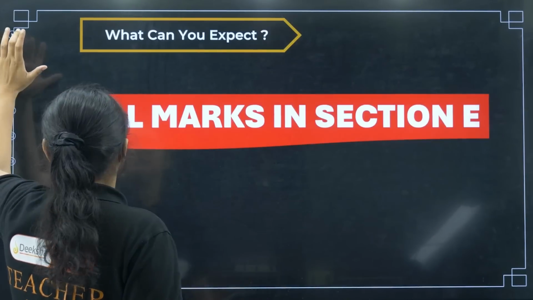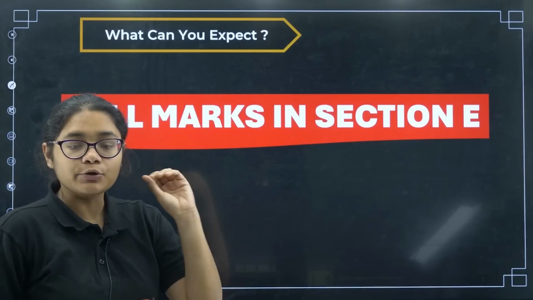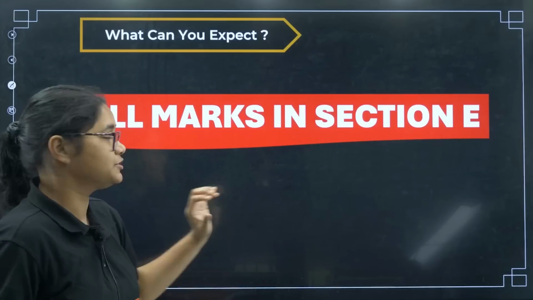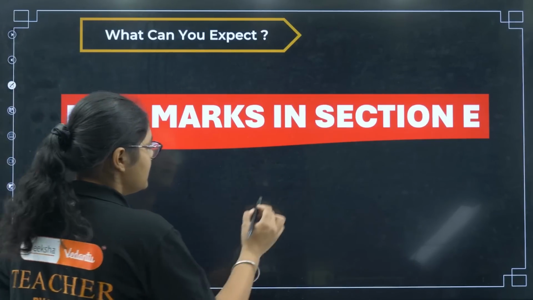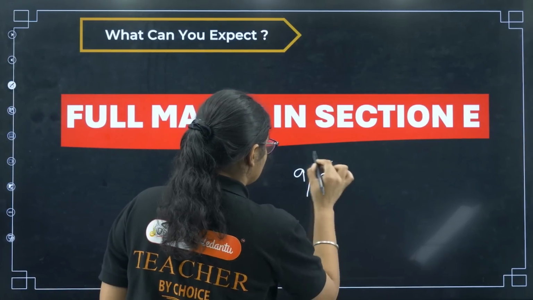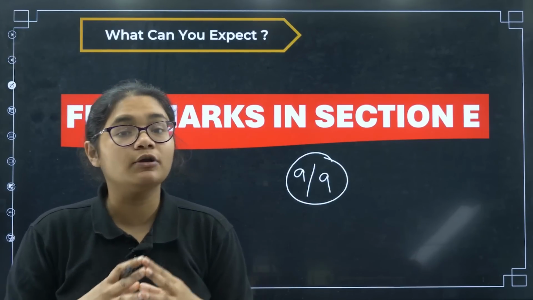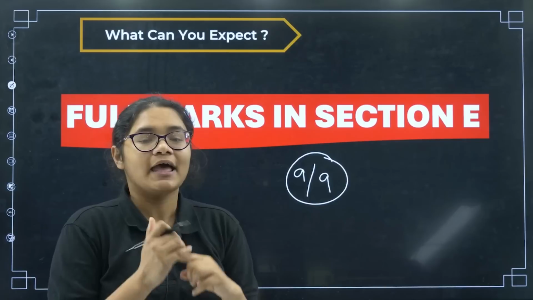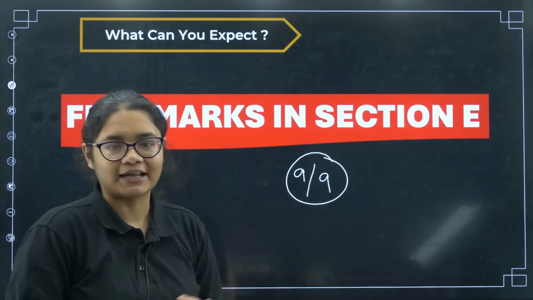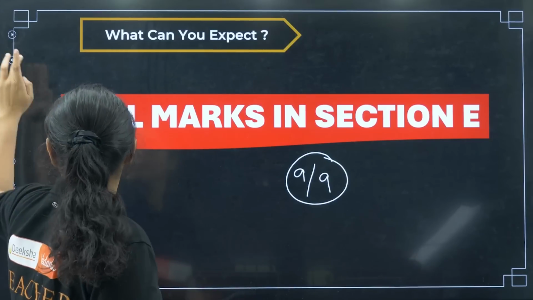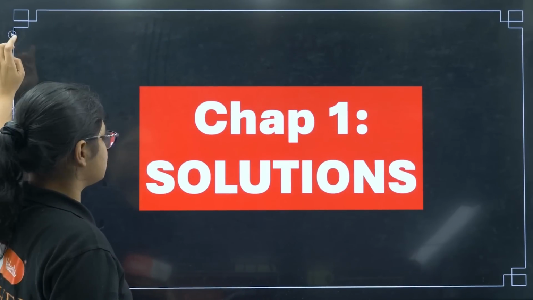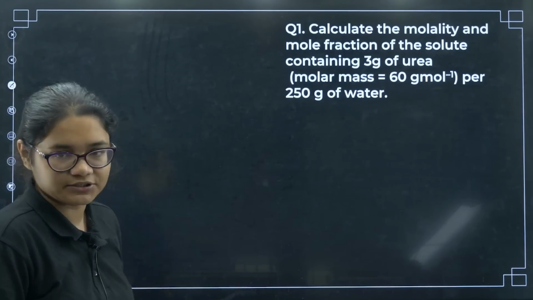Now, if you watch this video, what can you expect? You can expect full marks in Section E. Full marks means 9 out of 9. You can solve all the numericals and get full marks in this section, and easily confirm these 9 marks. Now let's move to the first chapter, Solutions.